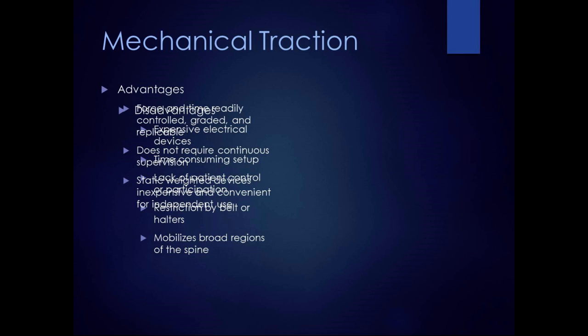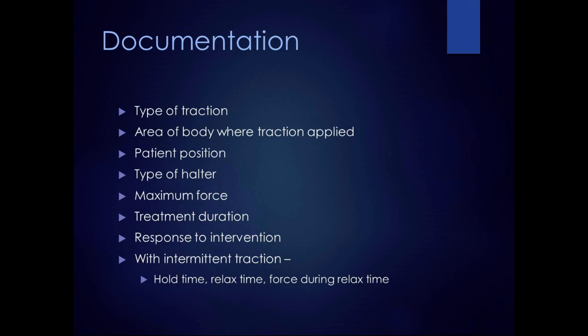Let's just pass and we'll come back to this. So, documentation, type of traction, where you applied it, patient position, type of halter if that's relevant, the maximum force, or your force settings, treatment duration, response to intervention. And with intermittent traction, you're going to say hold time and relax time, or on-off times. So you might have a little bit of force during relax time. So usually you say time on and off and force on and off. So you'll say like 30 seconds on, 10 seconds off, 20 pounds, 5 pounds, something like that. So you're going to document that.